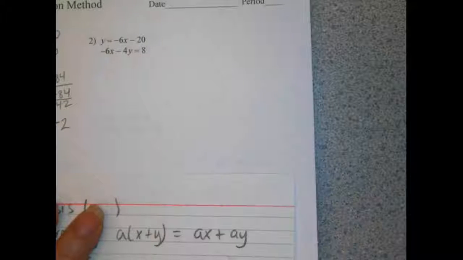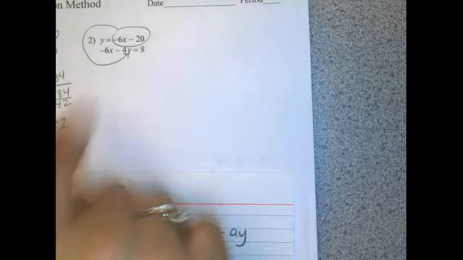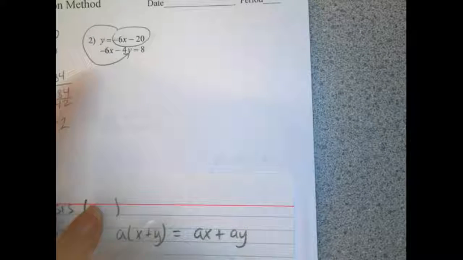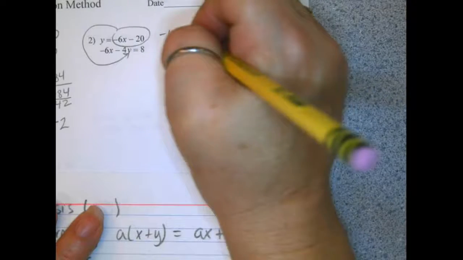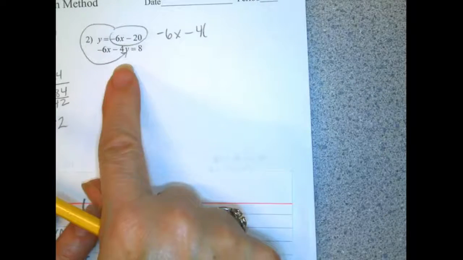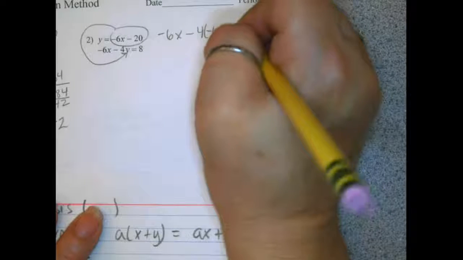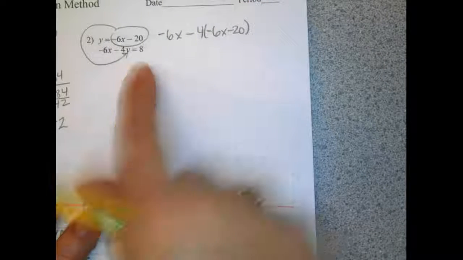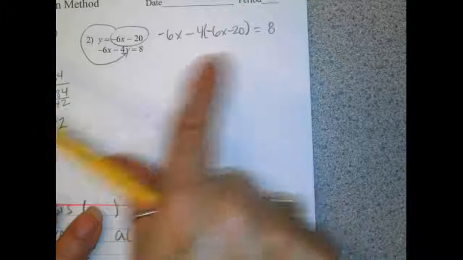Okay, so do we know what y is equal to? Y is equal to negative 6x minus 20, right? So I'm going to take this information and I'm going to put it here inside my equation for y. So I'm going to rewrite the whole thing, right? So we're going to start off with our negative 6x minus 4. And instead of y, I'm going to use parentheses to substitute what I know y is equal to. Negative 6x minus 20. And then what does it equal? 8. It equals 8. So now I have a whole new equation to solve.